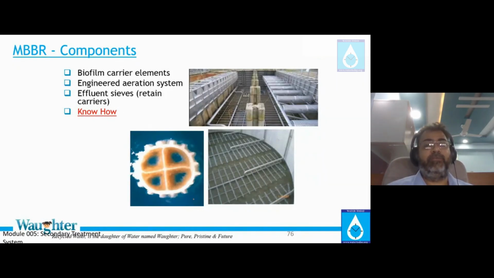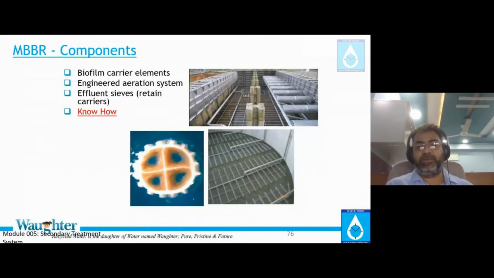So there is something called biofilm carrier elements. There's something called an engineered aeration system. There's something called effluent sieves, that is retention sieves. And all these three areas are not in the public domain. They are actually the know-how areas. So most of the time, in large-scale MBBR plants, you will find some people are experts. Their plants work globally and they are doing very well. But there are some big projects in India itself, I don't want to name, which miserably failed by putting in MBBR. Why? Because the third thing was missing, which is the know-how part.